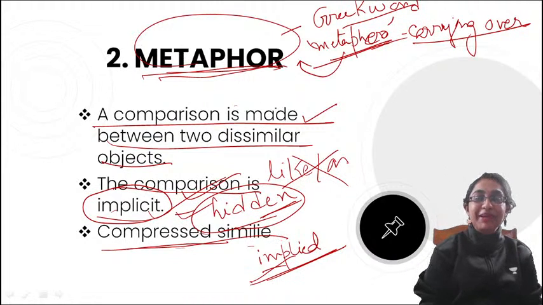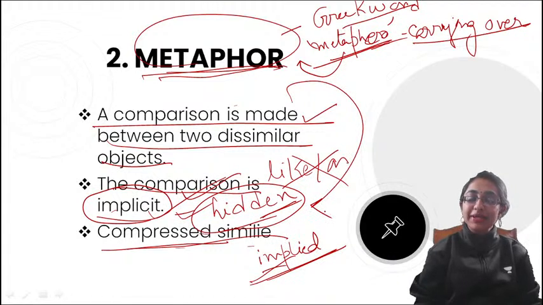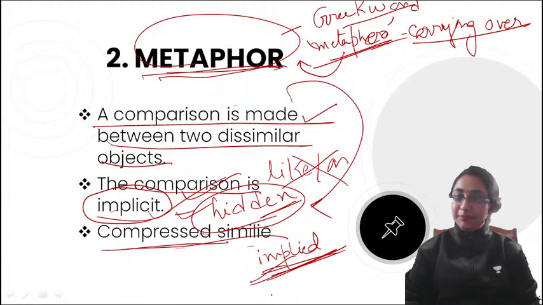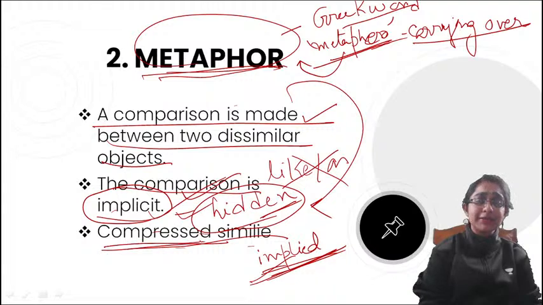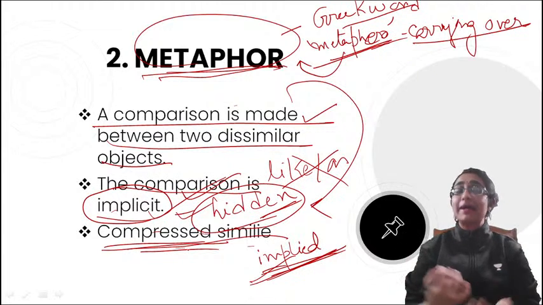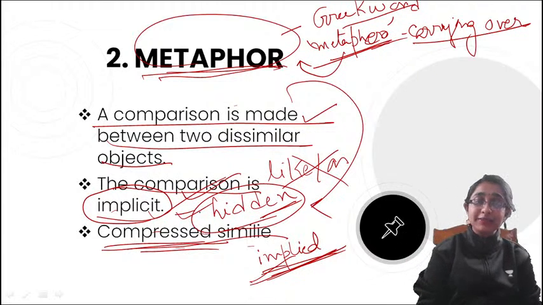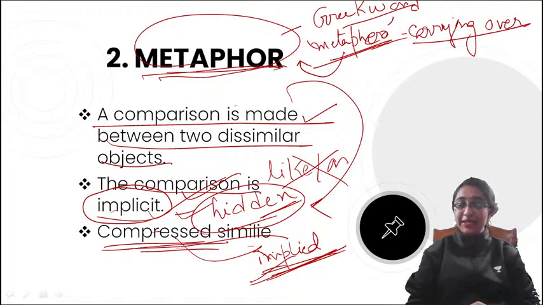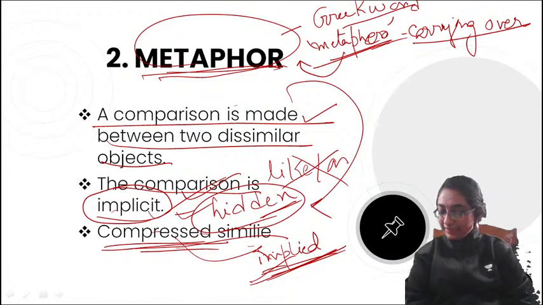So metaphor is actually kind of a compressed simile or implied simile. Why compressed simile? Because the point of explicit comparison is missing. Okay, that is why it is compressed. Simile is a bit compressed, that is what we can see in metaphor.